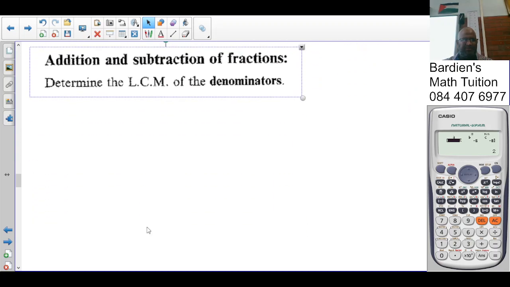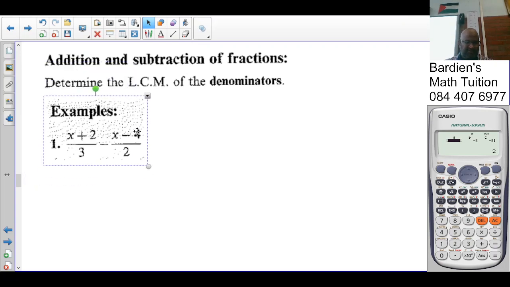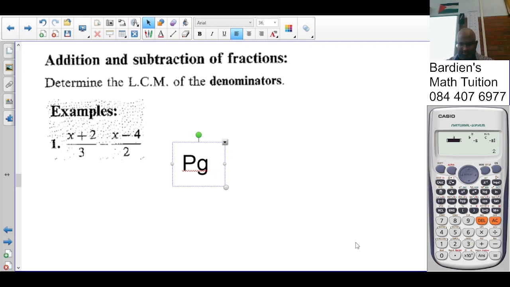Addition and subtraction of fractions: determine the LCM of the denominators. That's what you can write down first. And here is the first sum, Exercise 1, page 44.